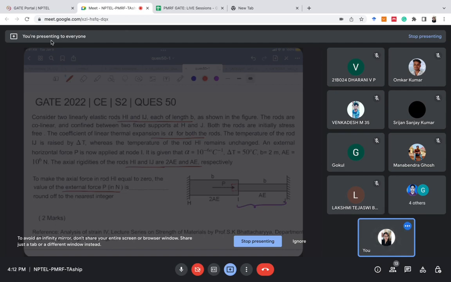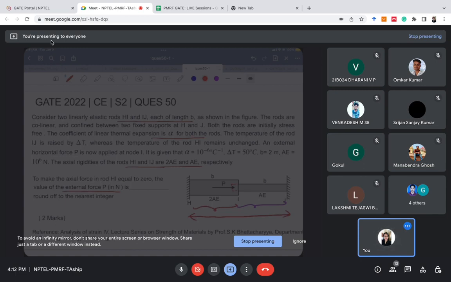But since there is another bar attached to it, hi, when ij increases in length, then hi will also be affected, right? Maybe it will decrease in length a little bit, because this length up to ij should be the same, because these are fixed supports. So if ij is elongated, there should be some effect in hi. I hope everyone agrees.